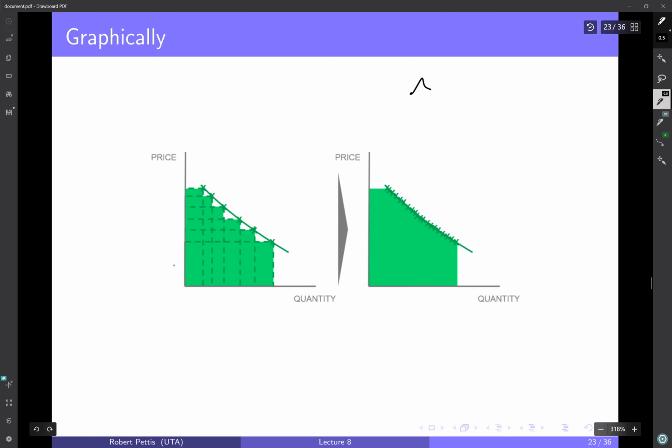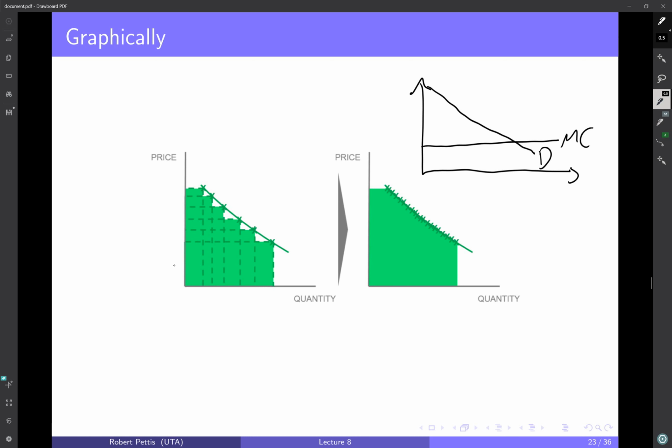I don't really like these graphs actually, so let me just draw this out. So let's say we've got some marginal cost, and let's say we got some demand curve. Okay, so let's say this demand curve is made up of a bunch of individuals. Let's say individual one is over here. He's willing to pay, let's say, $5.